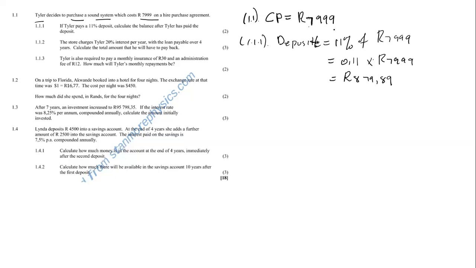Okay, so now this is the deposit that Tyler is willing to pay before a hire purchase agreement. Okay, he doesn't have this money. Remember that he doesn't have this amount of money in his bank account or wherever. So he decides, you know what, the only thing that I can pay right now is 879.